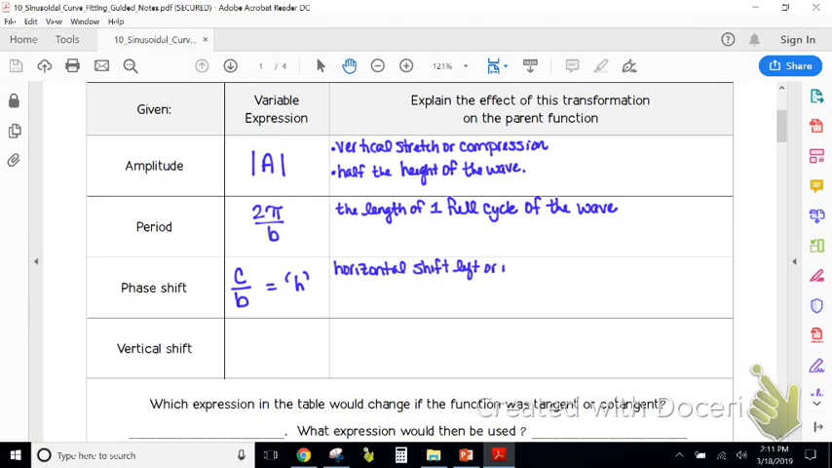Left or right. And also, so you know, it's going to be our first x value in our table. Okay, and then our vertical shift. What is that? That's D, or what we called our K, right? And so, yeah, that's the vertical shift up or down.